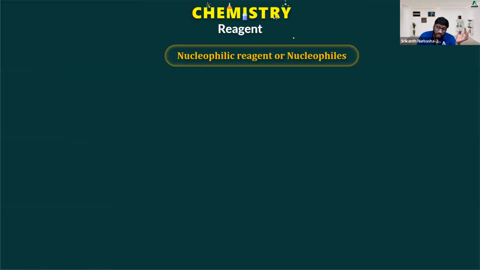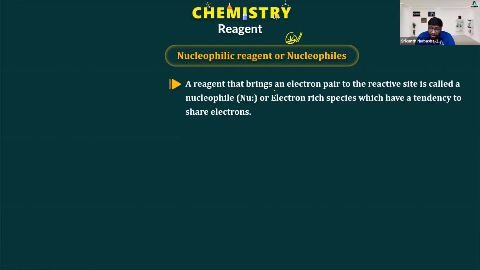Next, let us go with the nucleophilic reagents or nucleophiles. Electrophiles are electron accepting. Nucleophiles are nucleus loving, or electron donating. So we can say a reagent that brings an electron pair to the reactive site is said to be a nucleophile. There was a reactive site like RCHO, the same example which we have taken. The pi electron density moves towards oxygen, partial negative on oxygen, partial positive on carbon.